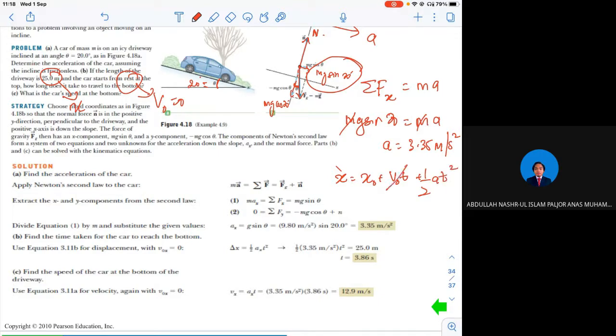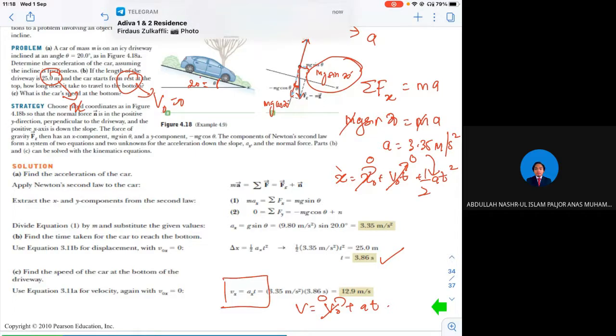This one starts at 0, this one also 0. So now we can replace the acceleration in this part, and then we may find what t is, and the driveway is 25. So the answer for t is 3.86 seconds. And then what is the car speed at the bottom? We need to establish it using v equals v naught plus at. So v naught is 0. Now a is 3.35 times 3.86. Now you will get the value 12.9 meters per second.